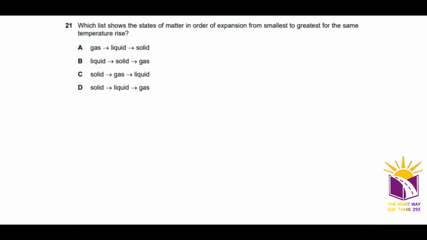Question number 21. Which lists show the states of matter in order of expansion from smallest to greatest for the same temperature rise? Expansion smallest to greatest. We know that the solid expand smallest and the gases expand the greatest. The liquid is in between the solid and the gas. So D is the right option. Solid expand the smallest, gas expand the most, and liquid in between them.